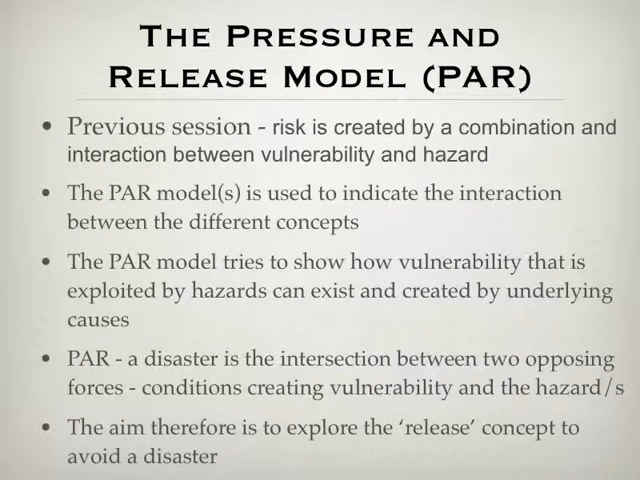Okay. So that brings us to the pressure and release model. Now, in the previous session we spoke about risk being created by a combination, or the product, of the interaction between vulnerability and assets. I think it's also in the at-risk document that I will put up for you guys. They explain this process and interaction by saying, if you have zero vulnerability, and there is a natural hazard or a hazard passing, there won't be a disaster because there's no vulnerability for the hazard to exploit.